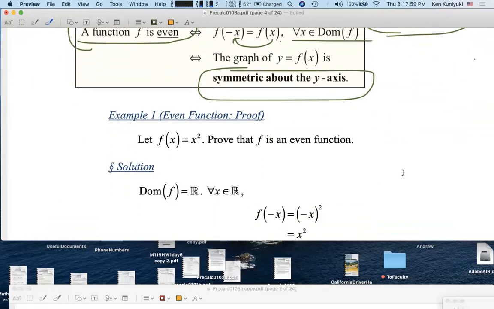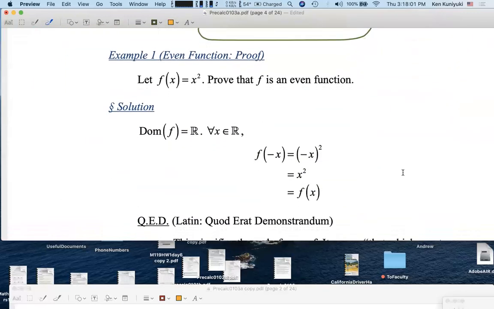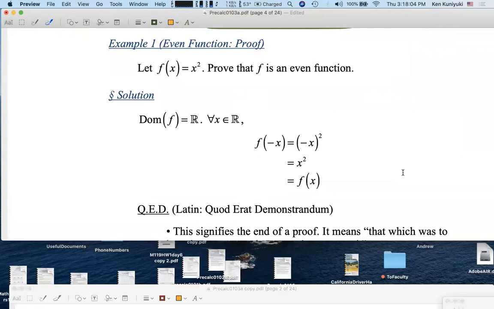So let's quickly go over the proof for this. I wouldn't expect you to do this now, but later on in section 1.7, maybe. Let's prove algebraically that the squaring function on R is an even function. Again, we're assuming the domain is all reals. If the domain is not all reals, then we may not have symmetry. This here would not represent an even function if you restrict the domain.